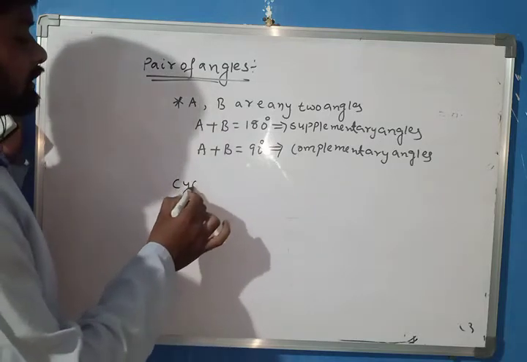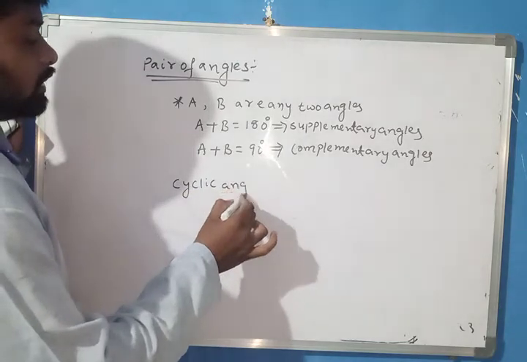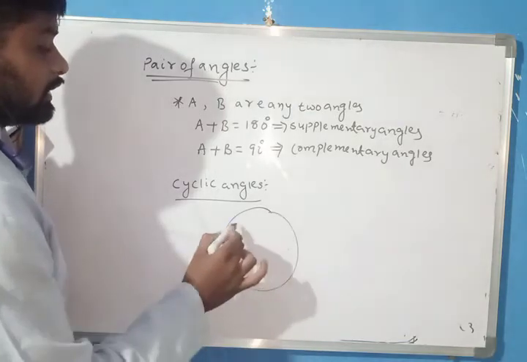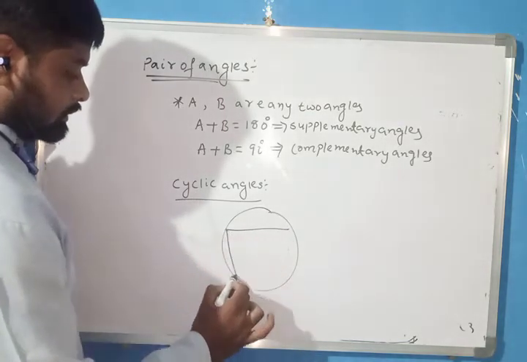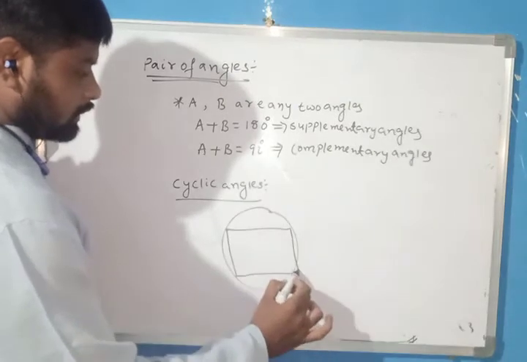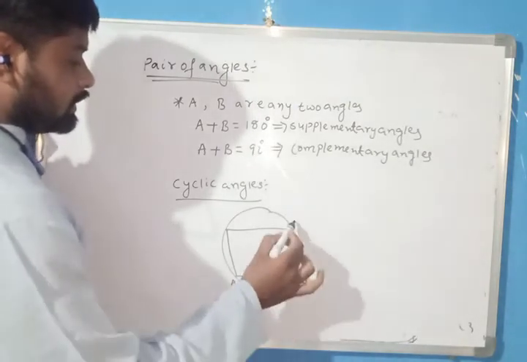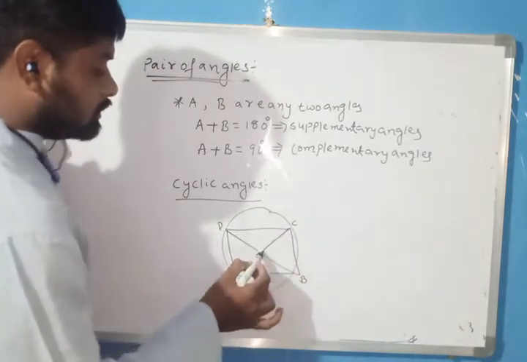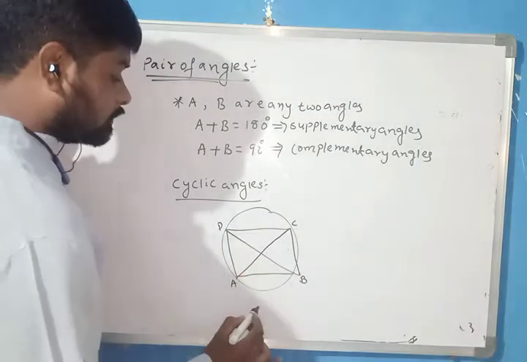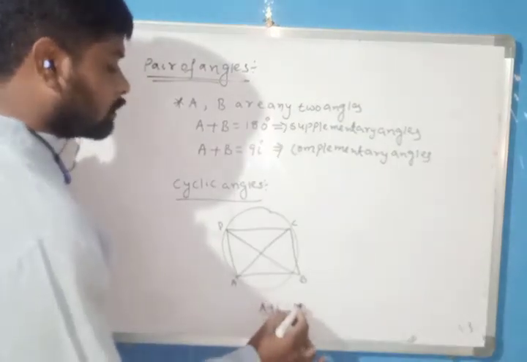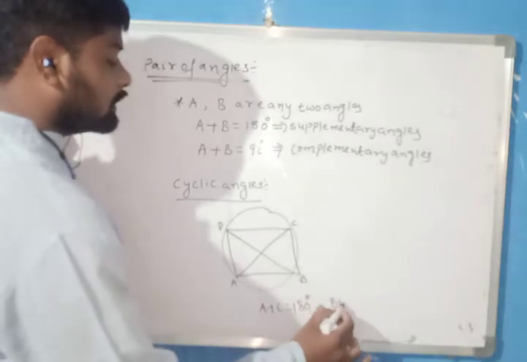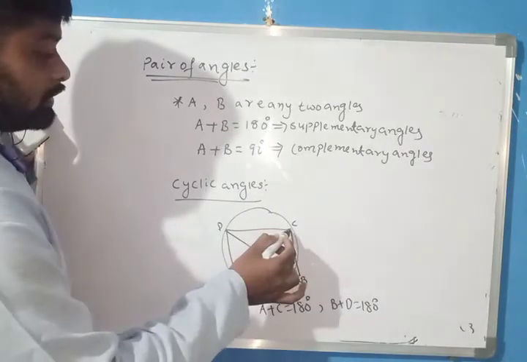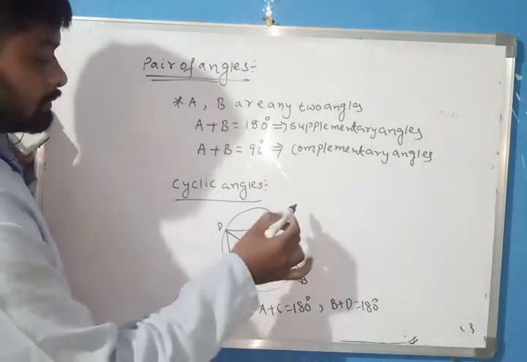One more angle type is very important: cyclic angles. What are cyclic angles? I take one circle and draw a quadrilateral in the circle. I give the names A, B, C, D, and join the diagonals. A plus C equals 180 degrees and B plus D equals 180 degrees. They are cyclic angles. A plus C is half of the circle.